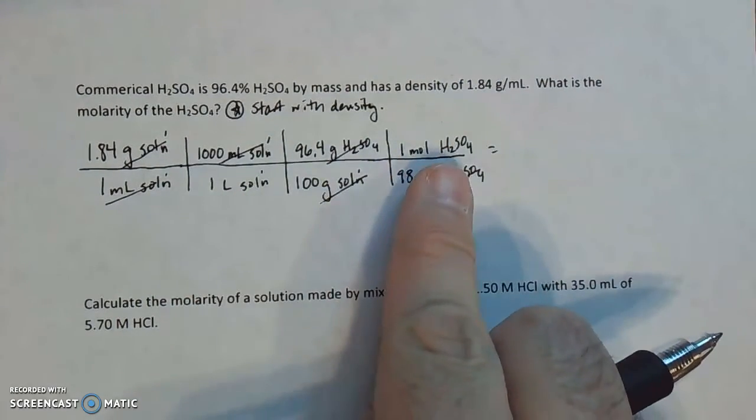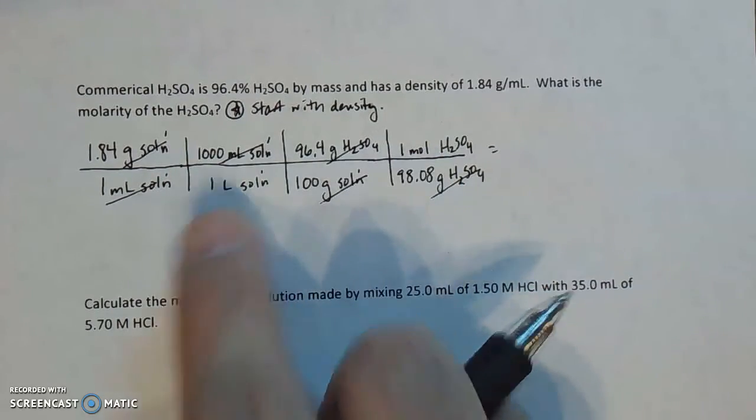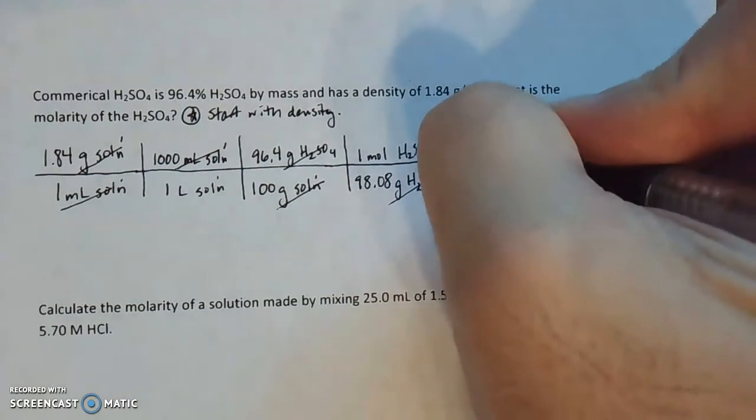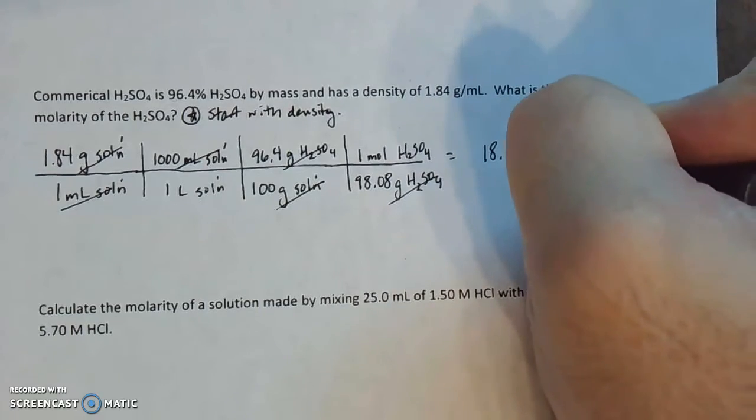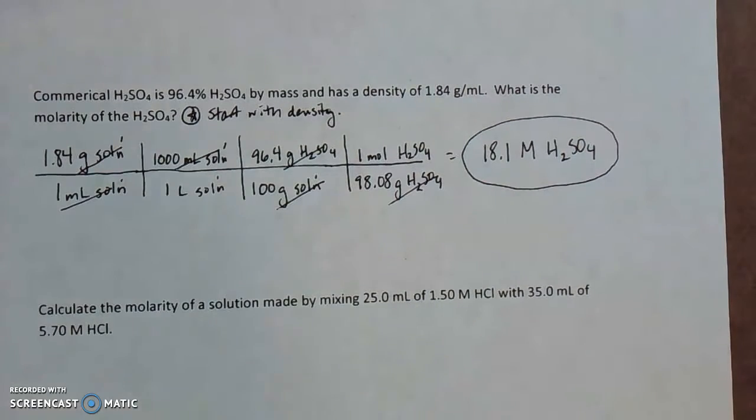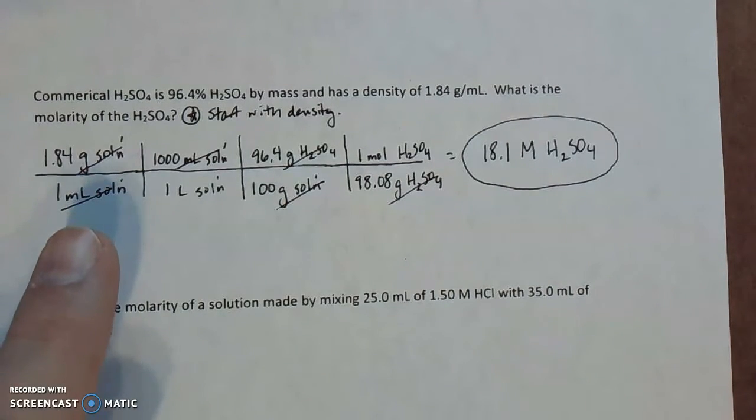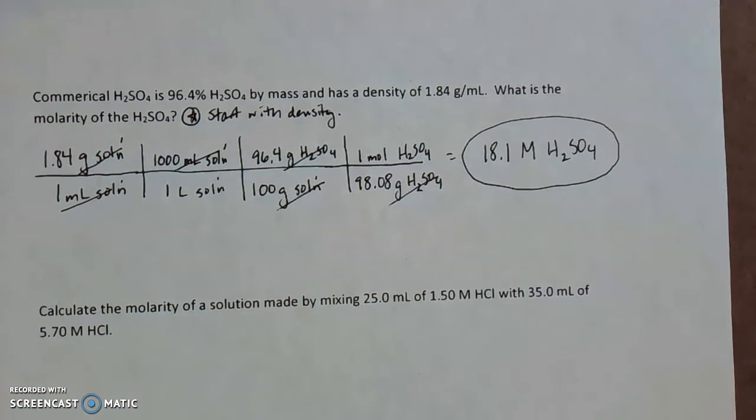And we're left with the units that we want. We want molarity, which is moles of H2SO4 per liter of solution. And when I calculate this out, here is our answer, rounded to significant figures, 18.1 molar H2SO4. So the H2SO4 that Mr. Duska and I order is this commercial brand, and this is the molarity of it, 18.1 molar.